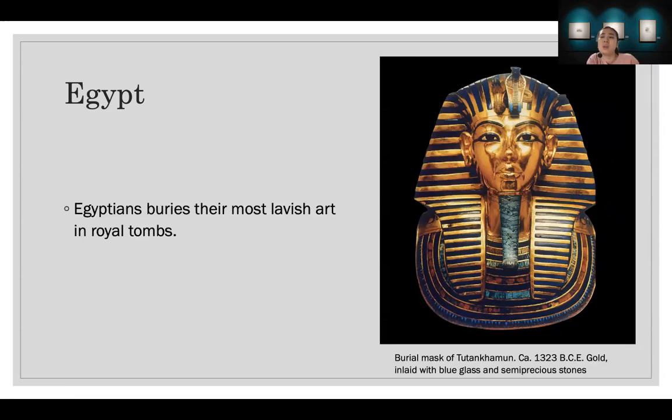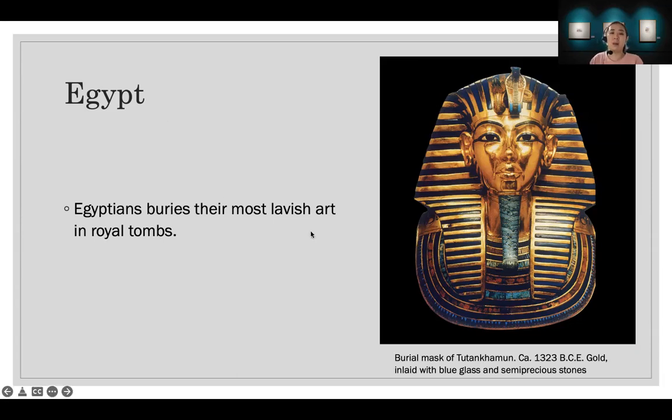Egyptians buried their most lavish art in royal tombs. Rulers were sent into eternity outfitted with everything they would need to continue life in the sumptuous style they had known on earth, such as furniture, jewelry, chariots, clothing, and architecture of all kinds.